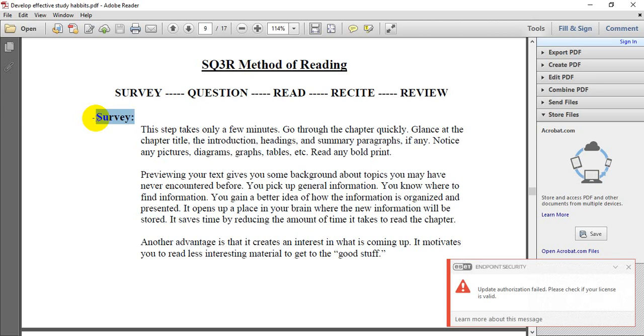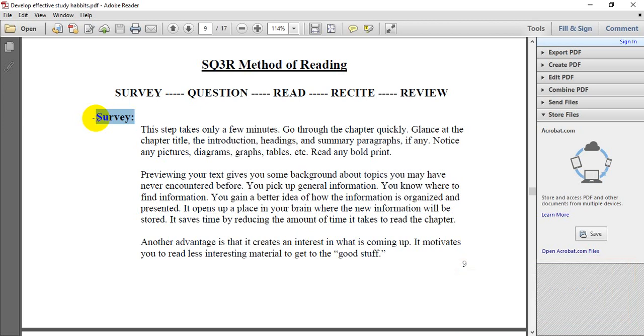Survey means start big and then go small. Survey the whole book, then the chapters, and finally the paragraphs. Also, look at the titles, headings, and subheadings, picture captions, charts, graphs, or maps, introductory and concluding paragraphs, and any summaries.